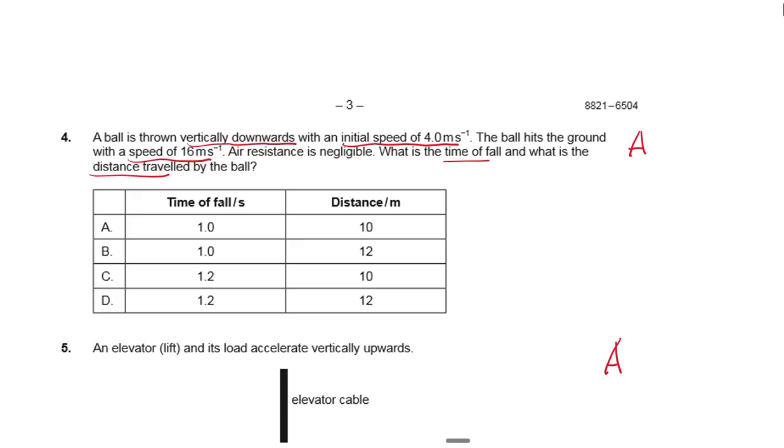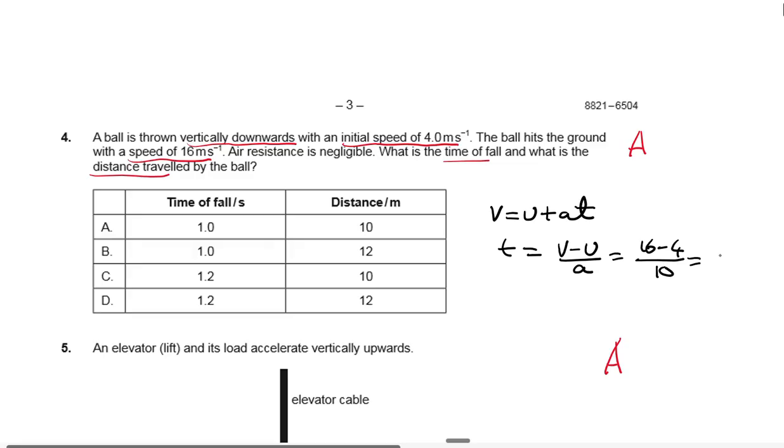Okay, so let's write our formulas. It hits the ground with a speed, so we have v and we have u, so v is equal to u plus at, and we're trying to find t. T is v minus u over a. 16 minus 4 divided by acceleration, let's just say 10, g, so 12, 1.2, so that's either of these two.